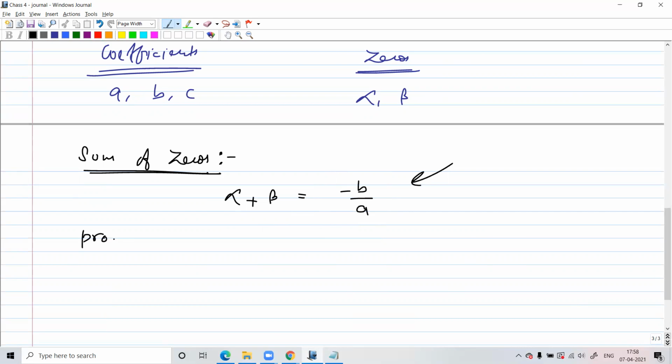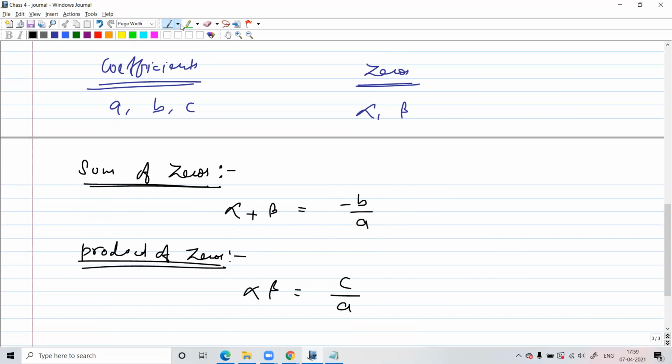And product of zeros will be alpha into beta. This is going to be C by A. And I want you to remember this by heart. Whenever I ask you what is the formula for sum of zeros, you should be able to vomit this out within a fraction of seconds.